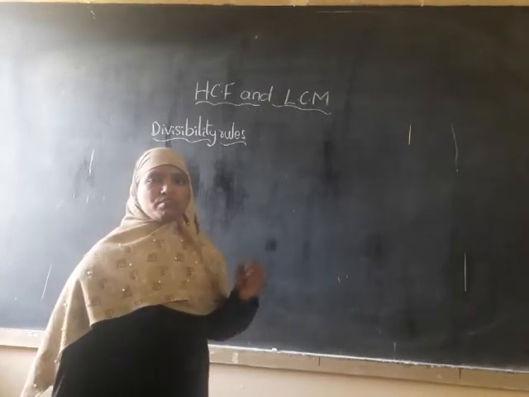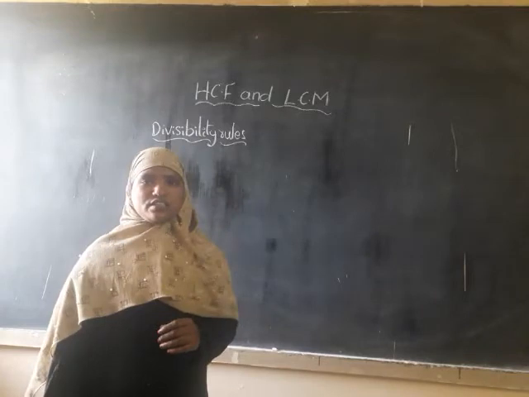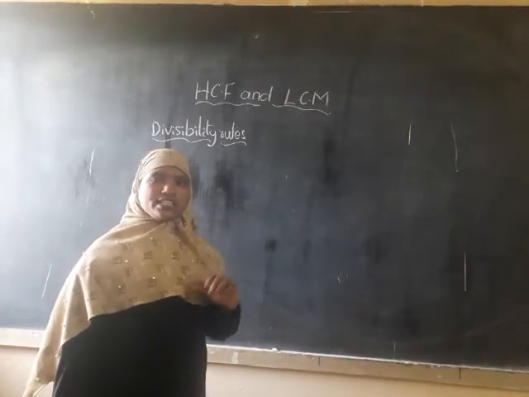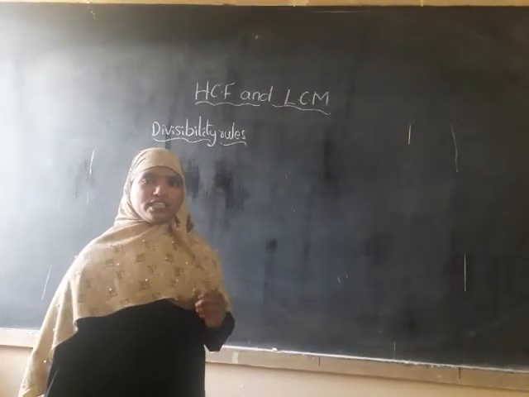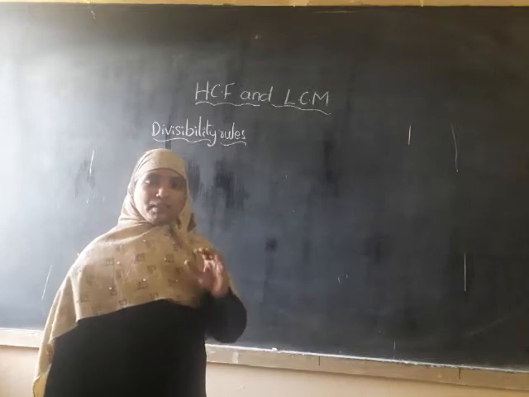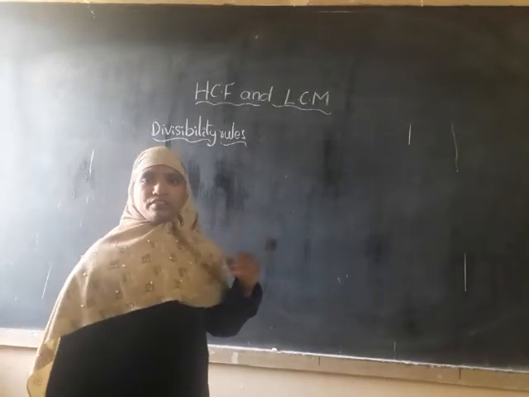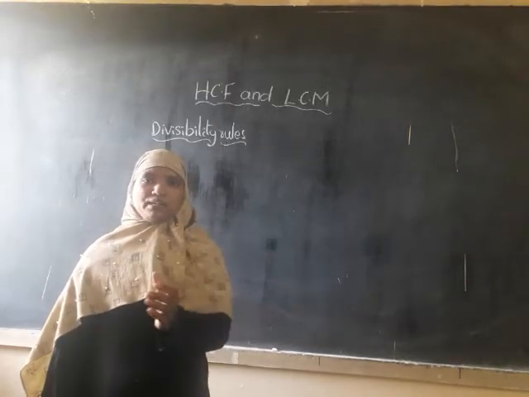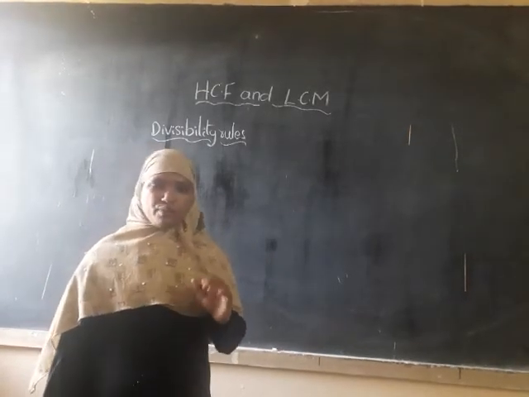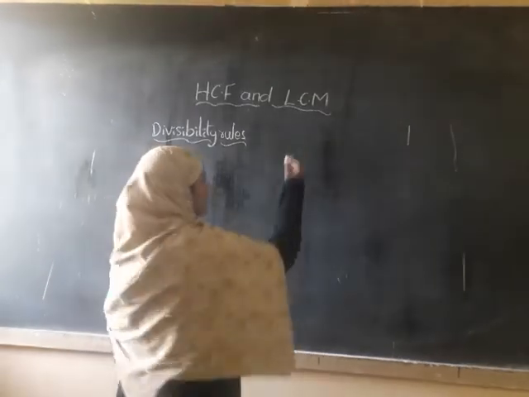For that we have some divisibility rules. From these divisibility rules you can easily solve the problem, that means without actual division. Only by seeing the number you can say whether the number is completely divisible or not. What do you mean by completely divisible? For example, take this number.